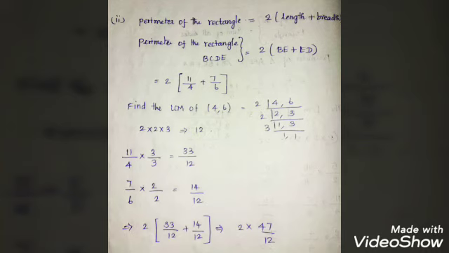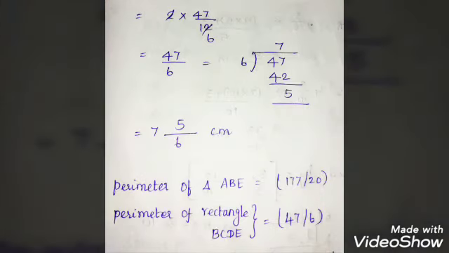So take the first fraction 11 by 4. We have to make the denominator 12. 4 into 3 gives you 12, so we are multiplying by 3. So 33 by 12. Next, 7 by 6. 6 into 2 gives you 12, so we are multiplying by 2, which gives 14 by 12. Now we can add because the denominators are equal. So 2 into 47 by 12. 1 2 is 2, 6 2s are 12. We cancel that. So 47 by 6.